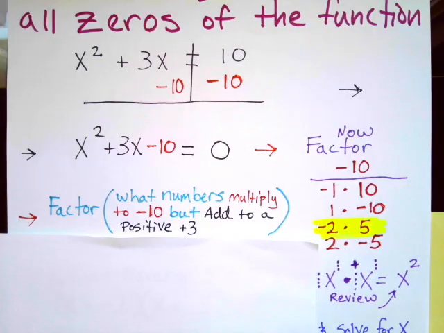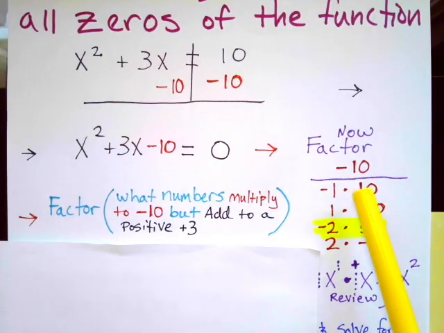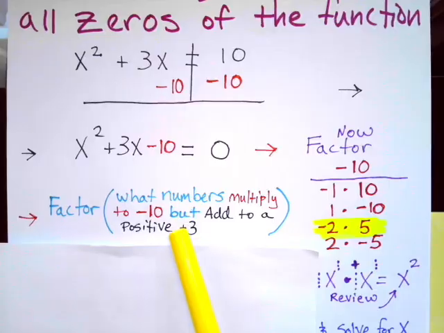All right, so again, what two numbers multiply to negative 10, but add up to a positive 3?